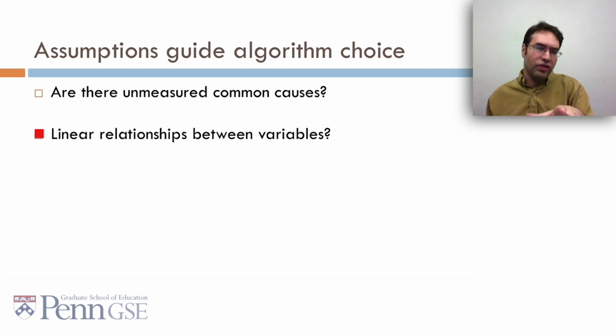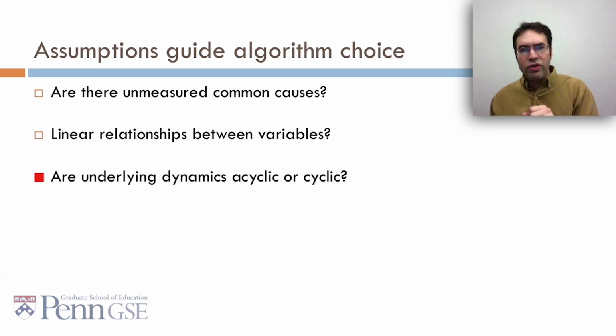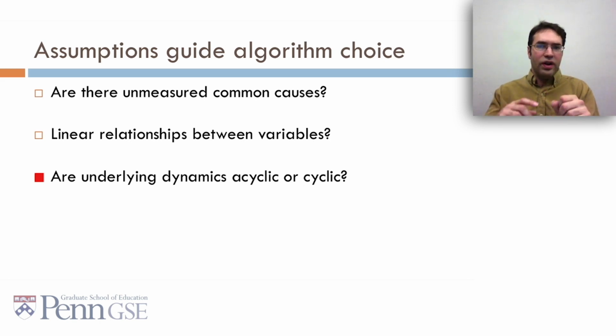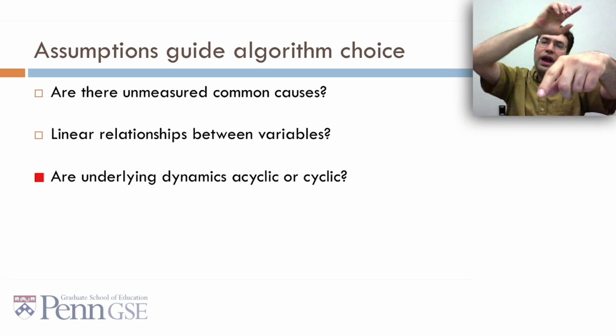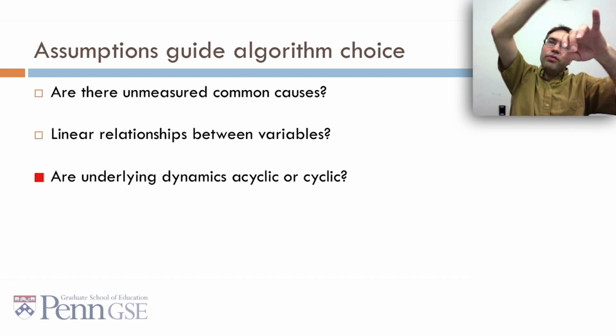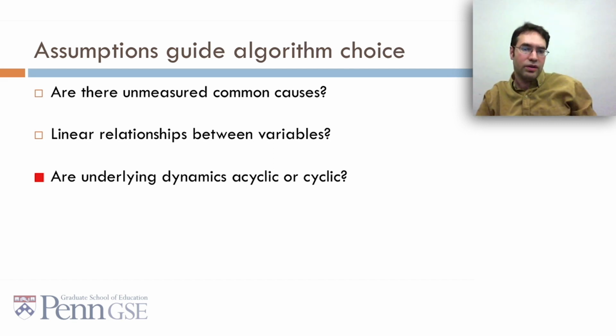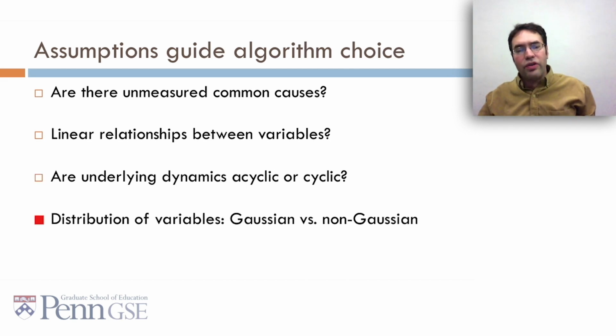Another assumption we have to ask is, do we think the relationships between variables are linear? You'll want to use different algorithms depending on whether they're linear or not. And are the underlying dynamics of your causal model cyclic or acyclic? In other words, are there cycles in there where A influences B, which influences C, which in turn influences A, and you get a feedback loop, vicious or virtuous cycle, or is it all kind of going through time smoothly? And are the distributions of variables Gaussian or non-Gaussian?